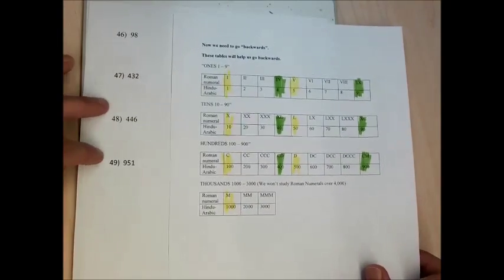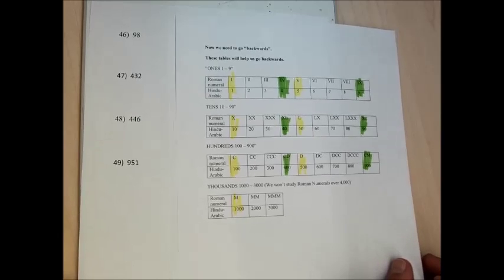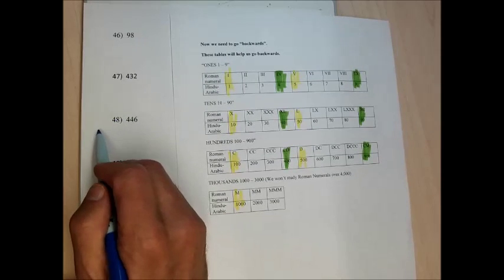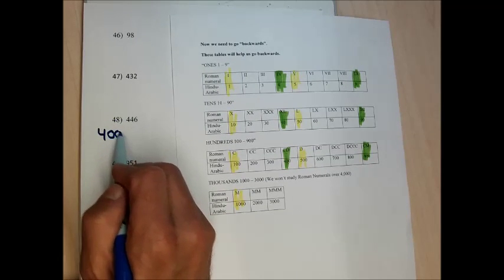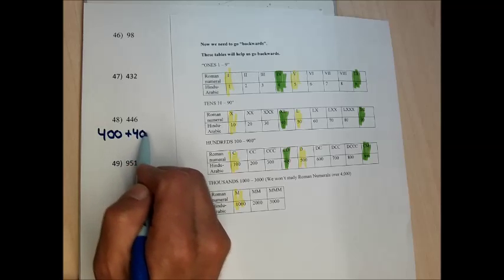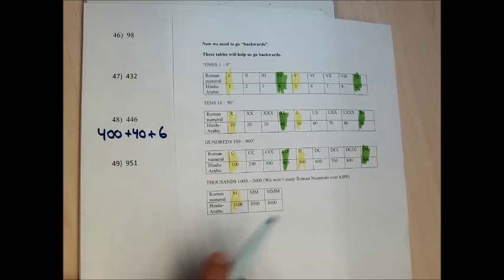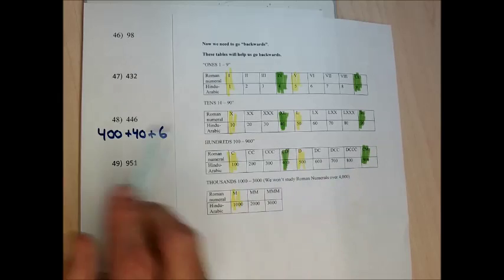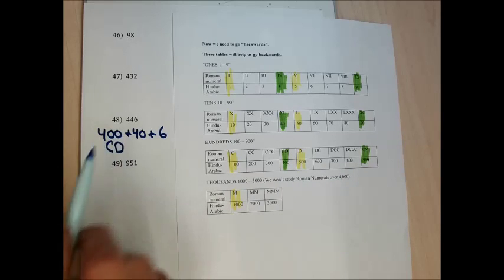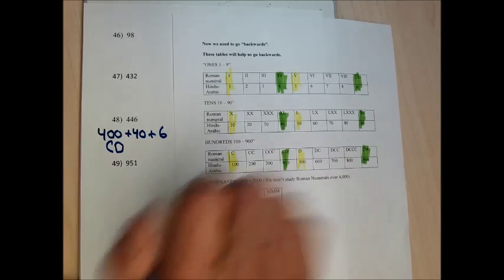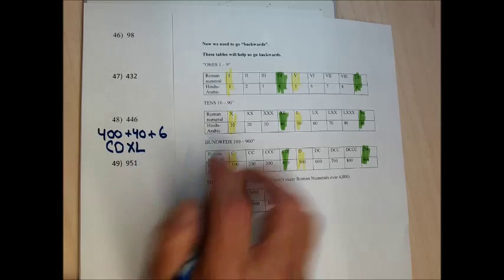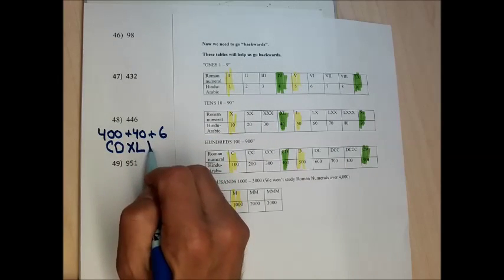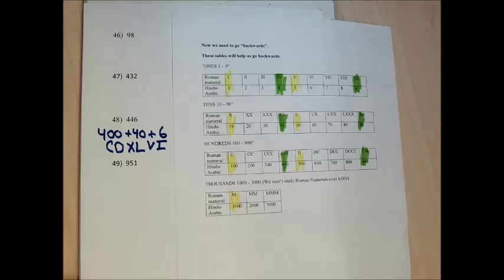I'll do 48 and 49. You can try 47 if you want. 48 is 400 plus 40 plus 6. 400 is CD. 40 is XL. And 6 is VI. So 48 is going to be CD, XL, VI.